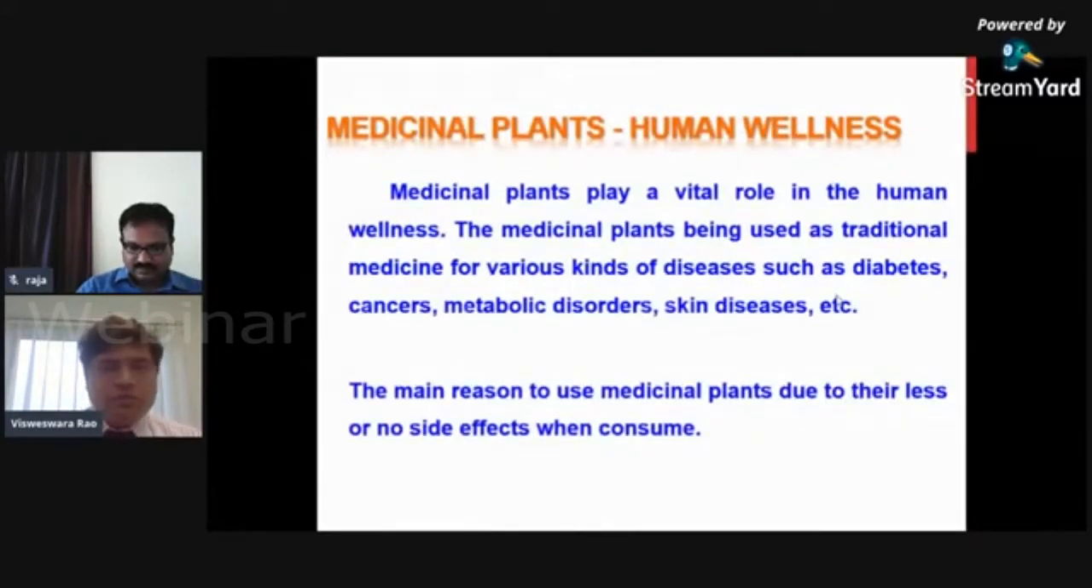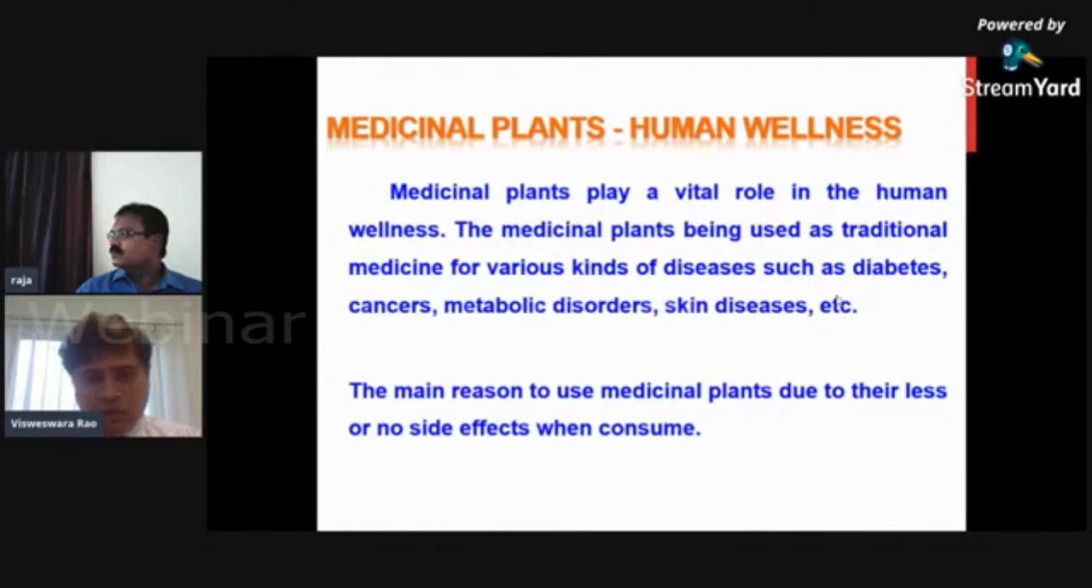So why did I choose medicinal plants? As I have mentioned earlier, medicinal plants have lots of phytochemicals which are safe when compared to synthetic drugs. Hopefully that is not a contradictory statement, since most of the chemists are here. When compared to synthetic drugs, natural products might have less toxic effects or no side effects. That is why plants play a vital role in human wellness.